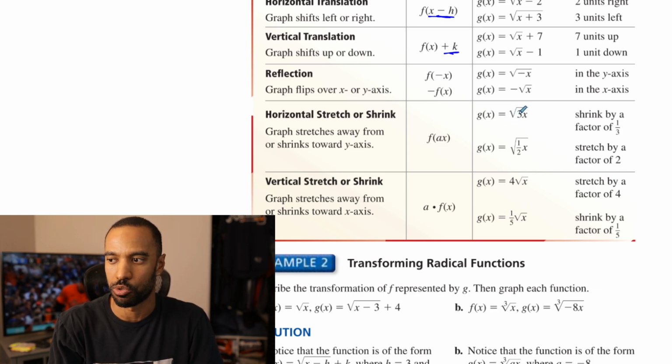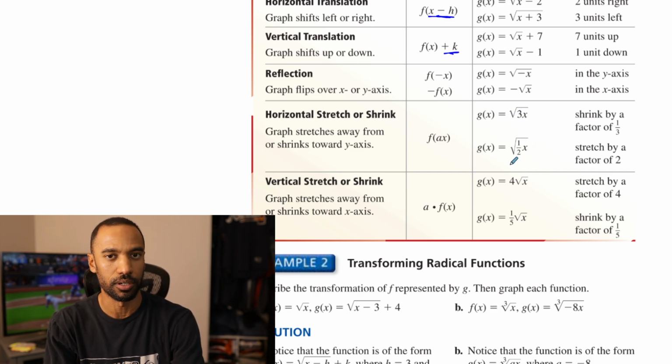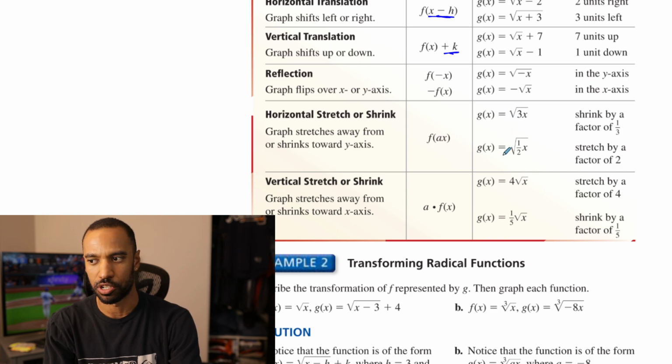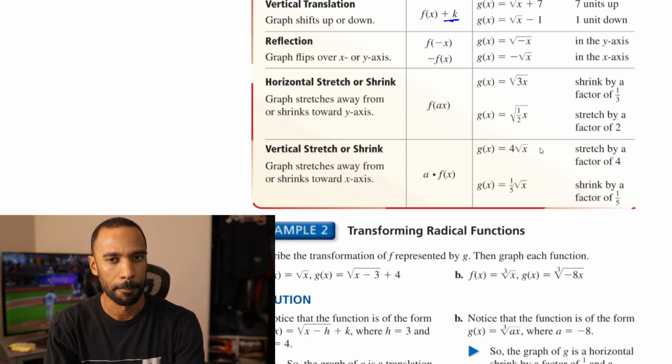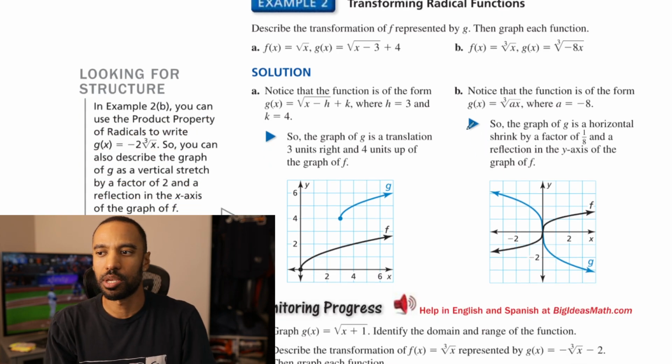And horizontal stretches. Remember, this is a compression. This is a stretch. We can turn some horizontal stretches into vertical compression, whatever, vice versa. If we take its square root, it depends on the number. If it's a perfect square value, you might see me do it. All right, let's see some of those examples.